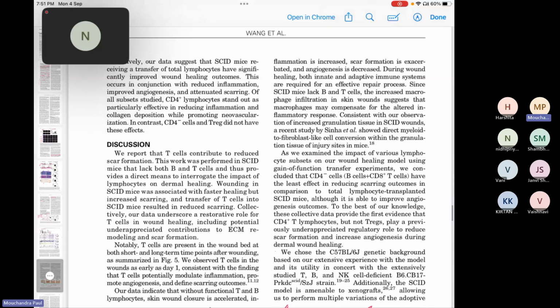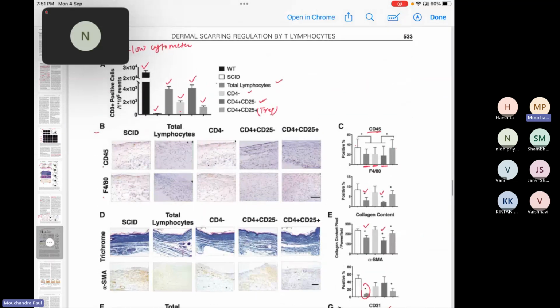So, does anyone have any queries so far? Because I have explained this paper to the best I could, and if you have any queries, I'll be happy to take them.